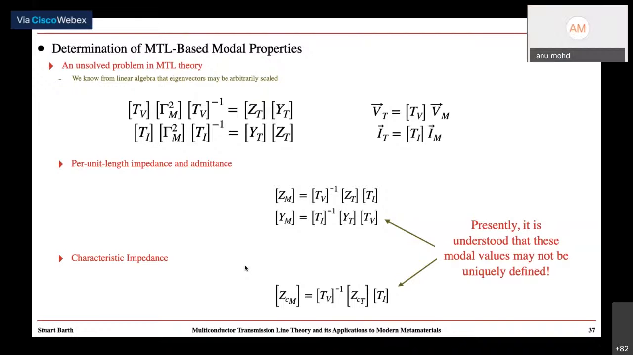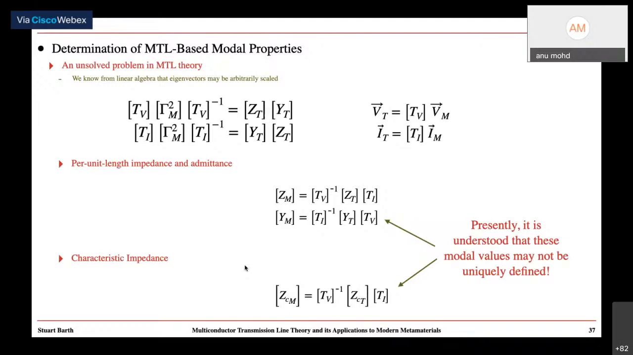Sir, there is one more question from another participant. He is asking, can you elaborate on the bandgap region in the dispersion diagram? What's the advantage of two different frequencies having the same phase?